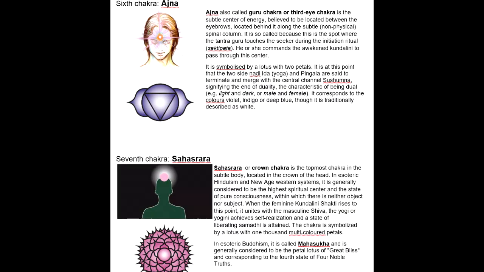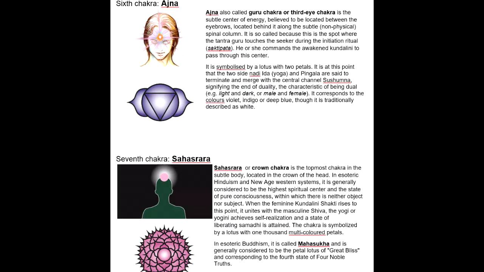Sixth chakra, Ajna. Ajna, also called Guru Chakra or Third Eye Chakra, is the subtle center of energy, believed to be located between the eyebrows, located behind it along the subtle, non-physical spinal column. It is so called because this is the spot where the Tantra Guru touches the seeker during the initiation ritual, Saktapada. He or she commands the awakened Kundalini to pass through this center.